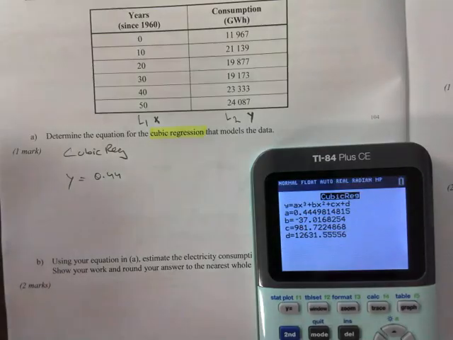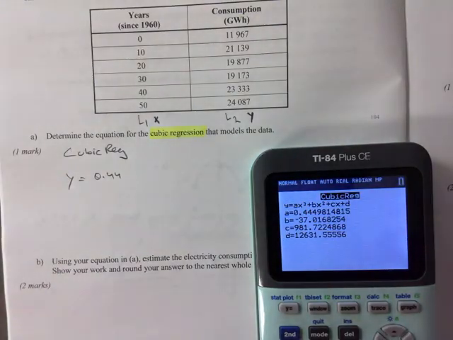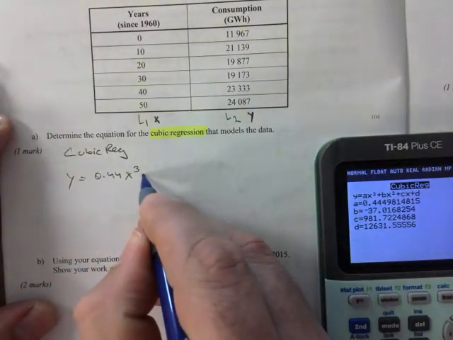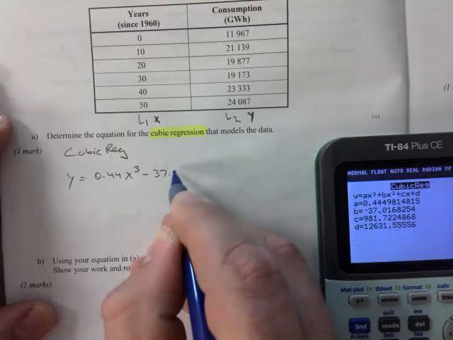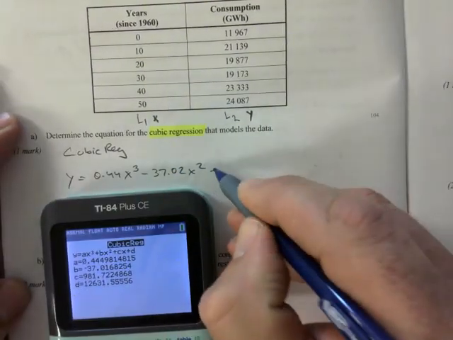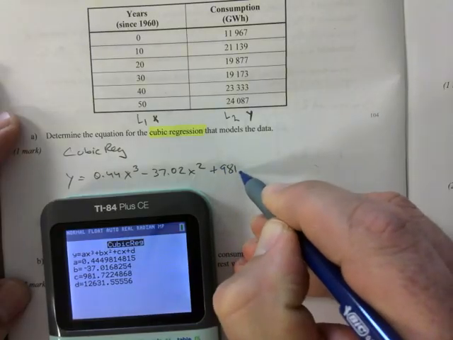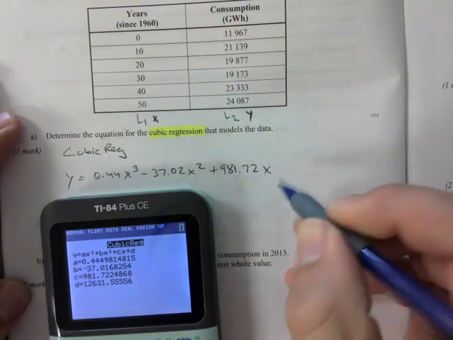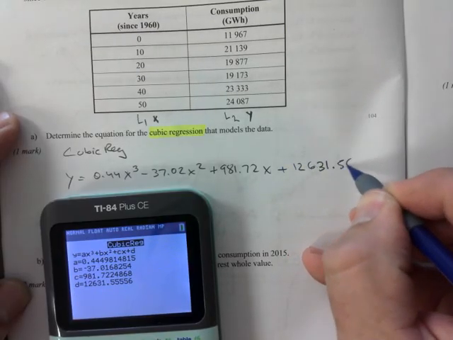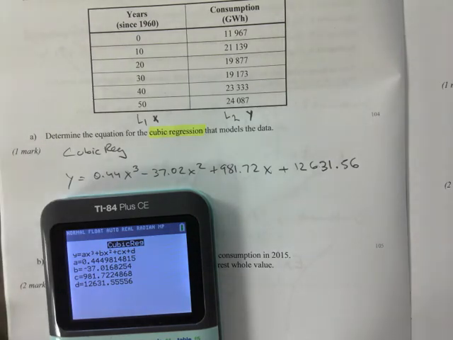0.44x cubed minus 37.02x squared plus 981.72x plus 12,631.56. That is your equation.